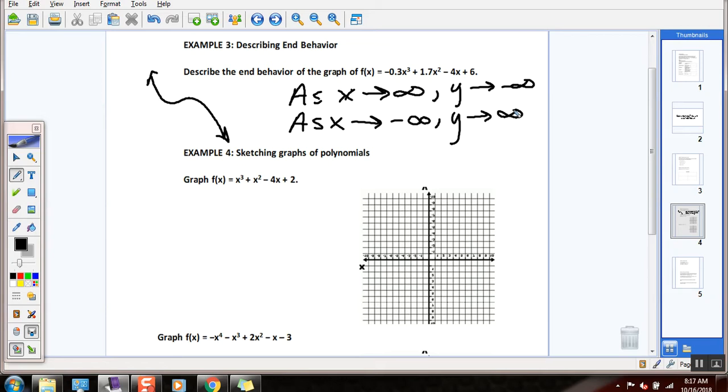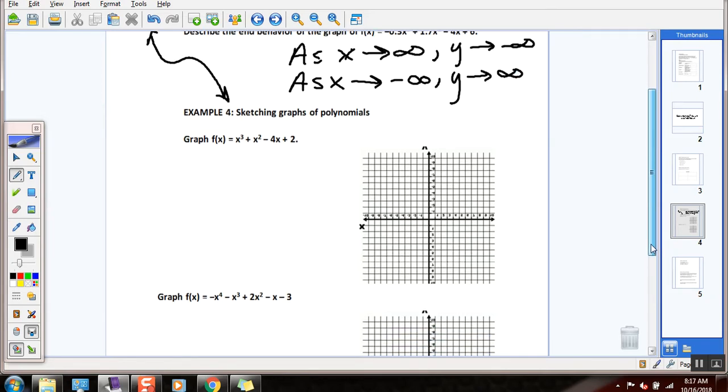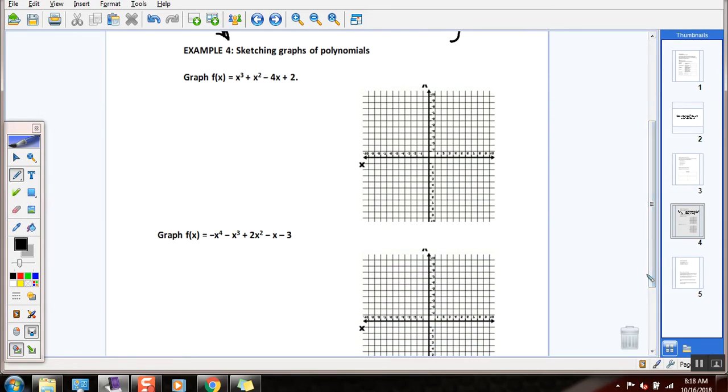Okay? So let's jump into this graphing stuff here and see if we can figure some things out in example 4. Big word right here is this. What did I underline up there? Sketching. Okay, I'm not asking to be perfect. I'm asking to be pretty darn close here.